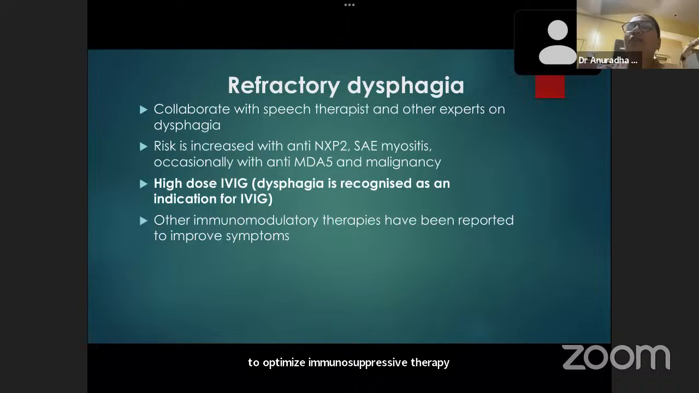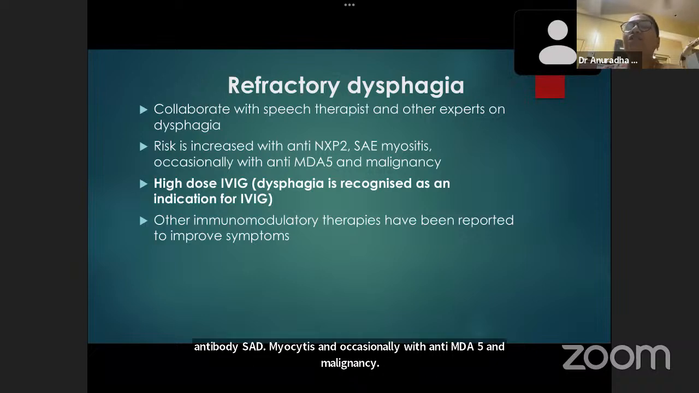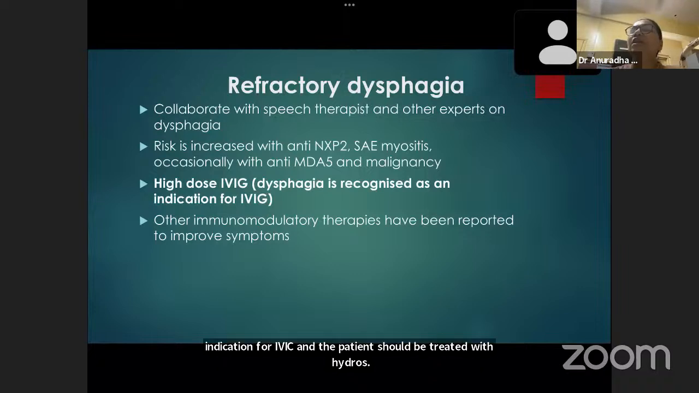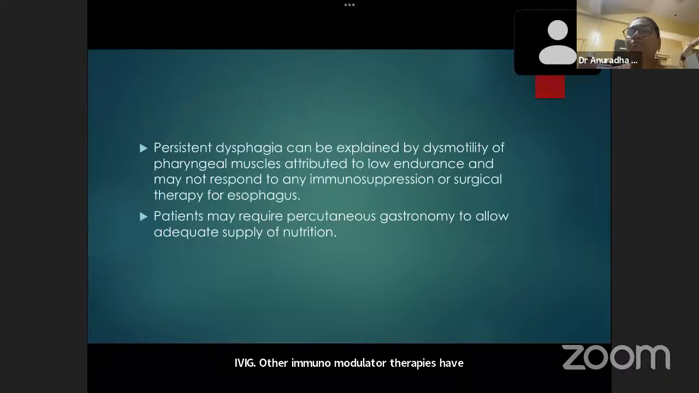Refractory dysphagia: we have to collaborate with the speech therapist and other experts on dysphagia. The risk of dysphagia is increased with anti-NXP2 antibody, SAE myositis, and occasionally with anti-MDA5 and malignancy. Dysphagia is recognized as an indication for IVIG, and the patient should be treated with high-dose IVIG. Other immunomodulatory therapies have been reported to improve symptoms.